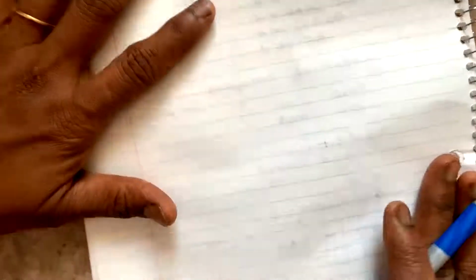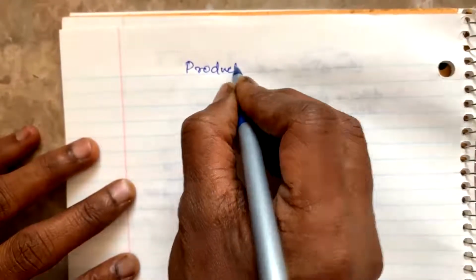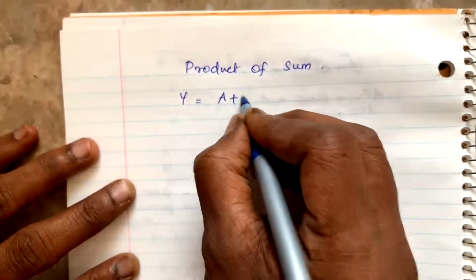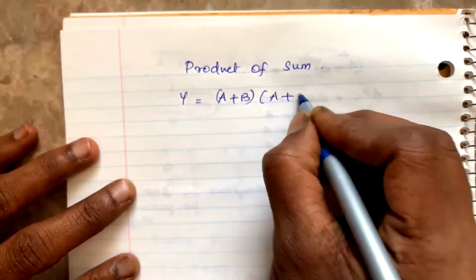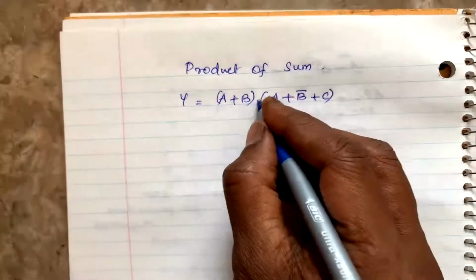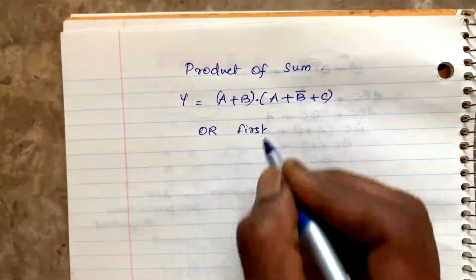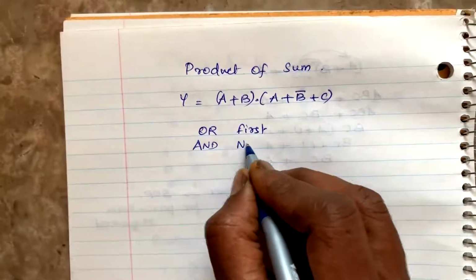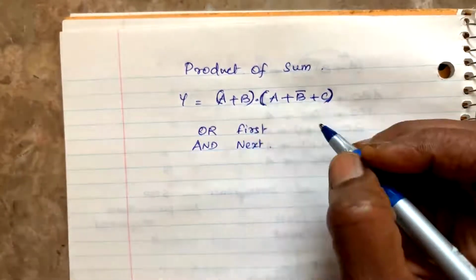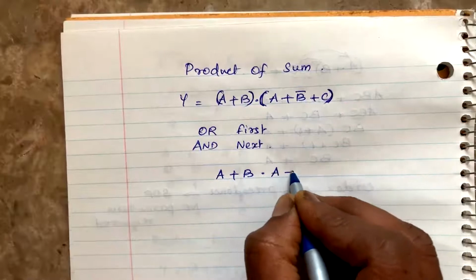Next is product of sum. The expression is going to look like A plus B, A plus B bar plus C, one sample expression I'm taking. And in here, this is a dot, right? Now, what you do first, and next. If you don't have these parentheses, it would become very complicated. If you write it, you will see how complicated it looks: A plus B dot A plus B bar plus C.